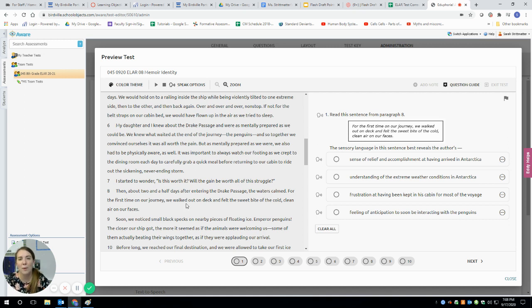And then they arrive, the seas go calm, and that's when they feel the sweet bite of the cold, clean air. Y'all, that's definitely a description of a sense of relief and accomplishment that they actually made it to Antarctica. So make sure you're reading the whole context.